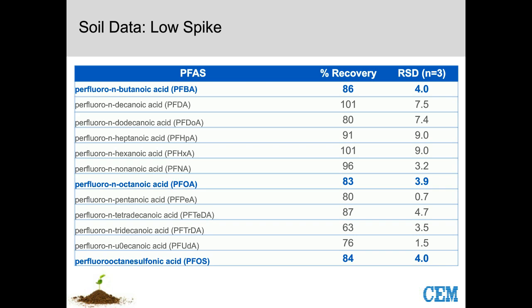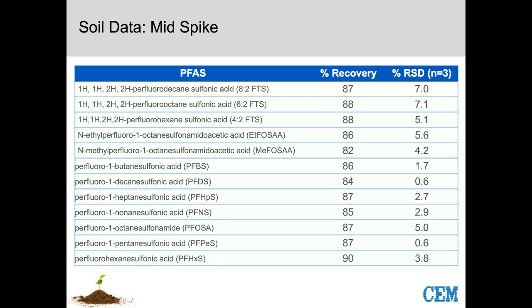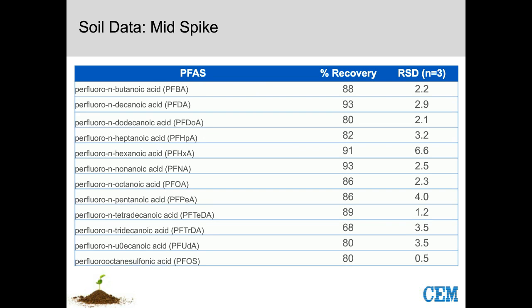If we move on to our mid-spike data, now this was spiked at 10 ppb. If anything, you see an increase in recovery and tighter RSD values across the board, and we would kind of expect that as we increase our spike. I do want to note that we are spiking here, and with spiking we would expect to get good recovery values. If we move on to the next 12, we see the same story occurring, and we get good recoveries across the board and good RSD values.